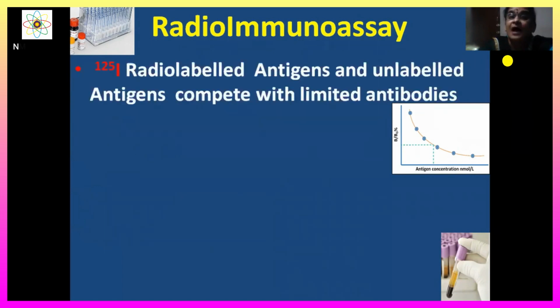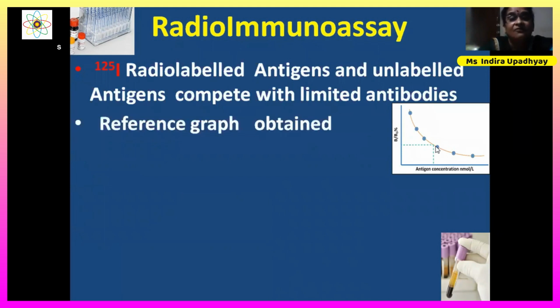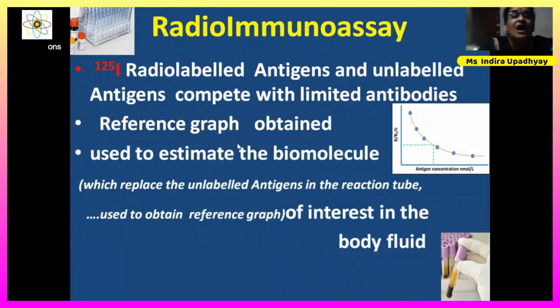The 125 iodine radiolabeled antigens and unlabeled antigens, that is where the immuno part is there in radioimmunoassay, compete with the limited antibodies, and you get a dose response curve like this. And this reference curve, you see the inverse relation, because the radioactivity inside the reaction tube gets suppressed as the unlabeled antigen concentration increases. And this reference curve is used to estimate the biomolecule of interest inside the body fluid.